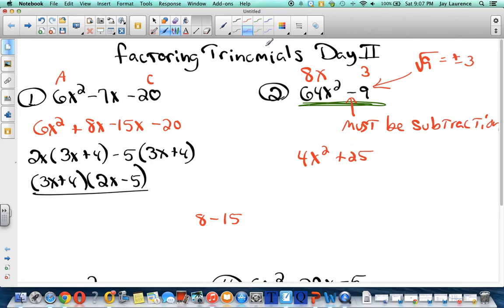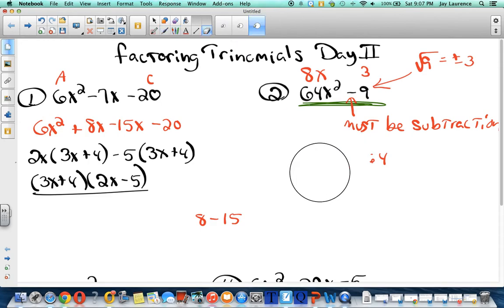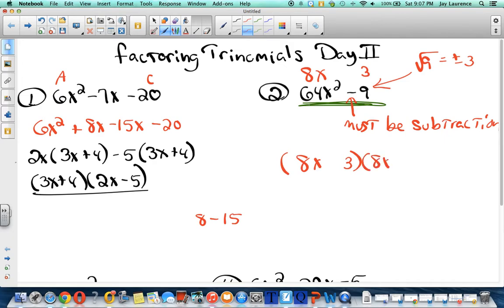This trick will not work unless there is one subtraction sign. Okay? It could be a negative 9x squared plus 64 because there's the one negative, but there must be one negative for this to be the difference of perfect squares. All I do is write 8x, 3, 8x, 3, and then I take one positive, one negative. I can factor it that quick.